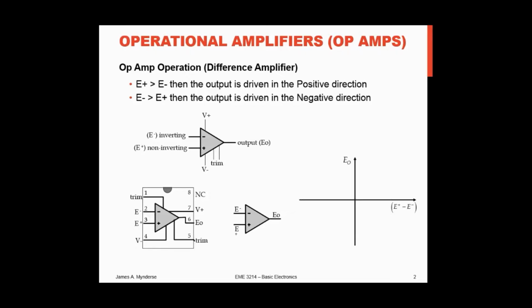An op-amp is basically a difference amplifier. You have two inputs here, an inverting and a non-inverting. And if the positive or non-inverting input is greater than the negative one, the output is driven in the positive direction. If the negative input is greater than the positive input, the output is driven in the negative direction. Okay? That's pretty simple. And so basically our output voltage is some gain times the difference between those two inputs. And that's kind of a graph here.